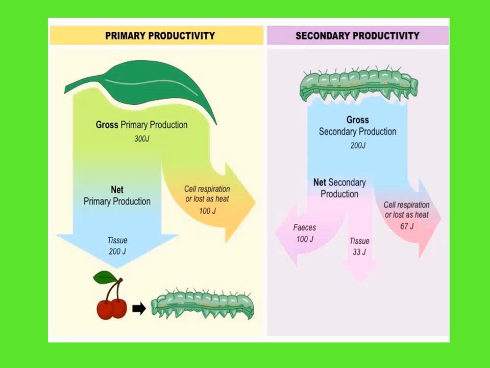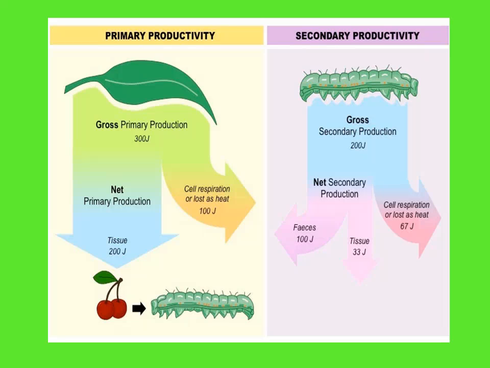Primary productivity and secondary productivity. The production of the whole ecosystem can be divided into two: primary productivity and secondary productivity. Primary productivity: gross primary production. Gross primary production consists of two parts: net primary production, and the part lost in cell respiration. So there may be 200 joules, and during the organism's respiration, 100 joules was wasted as heat.